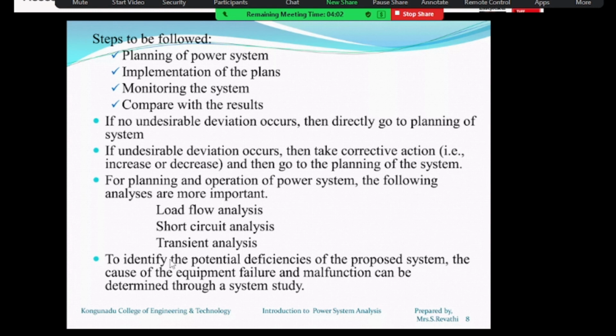To identify the potential deficiencies of a proposed system, the causes of equipment failure and malfunction can be determined through system studies. It says that we can identify or determine the malfunctions or deficiencies through power system studies.